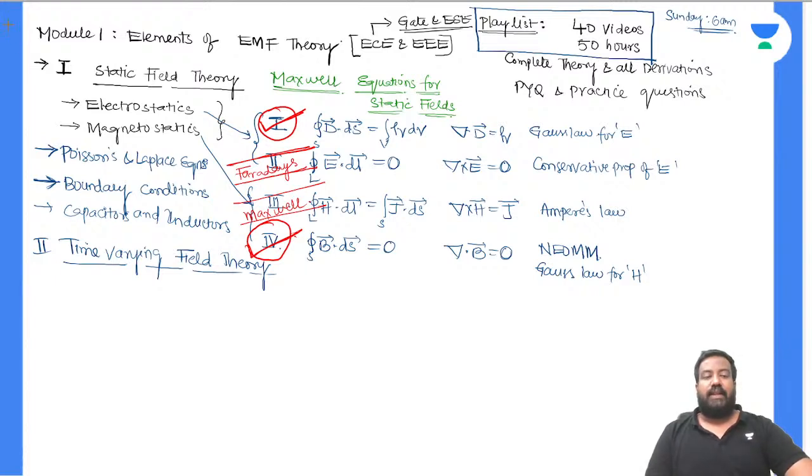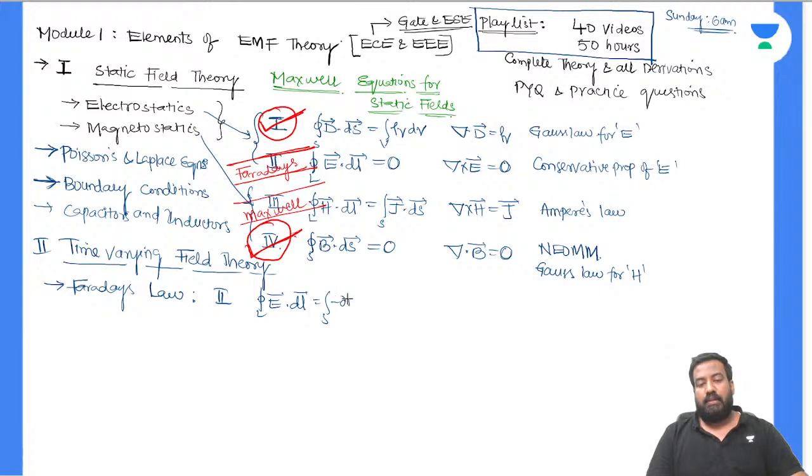So, under time varying field theory, mainly we have discussed Faraday's law and varied equation number 2 for time varying fields. Closed loop integral of E dot dl is equal to surface integral of minus dB by dt dot dS. Integral form, differential form: del cross E is equal to minus dB by dt.